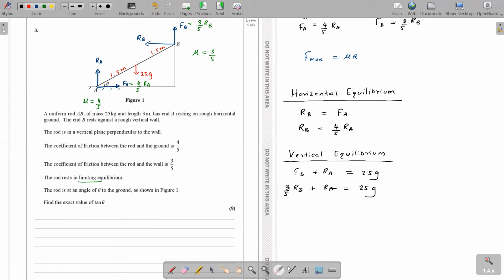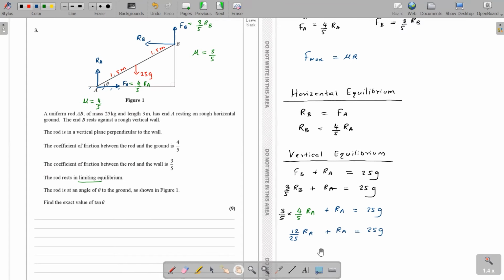Okay, so shall I replace the RB value here? We can replace the RB value here, right? RB is 4/5 times RA. So 3/5 times normal reaction B, which is 4/5 RA, plus RA equals 25G. So what do we get here? 4 times 3, 12/25 normal reaction A, plus normal reaction A is equal to 25G.